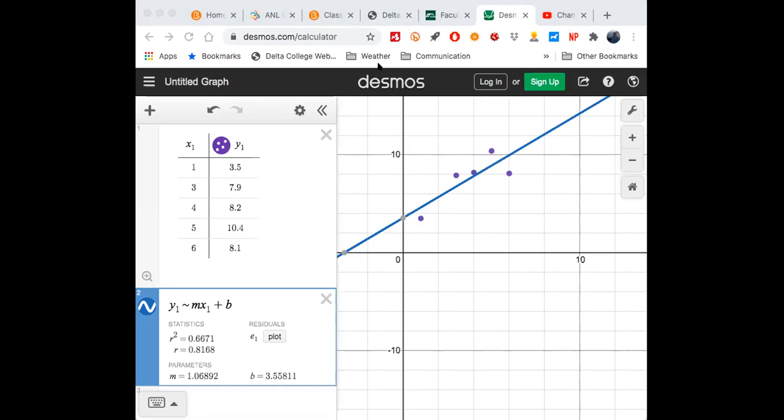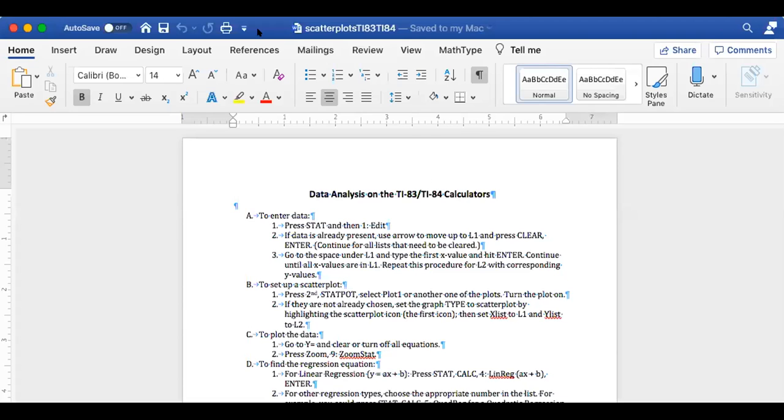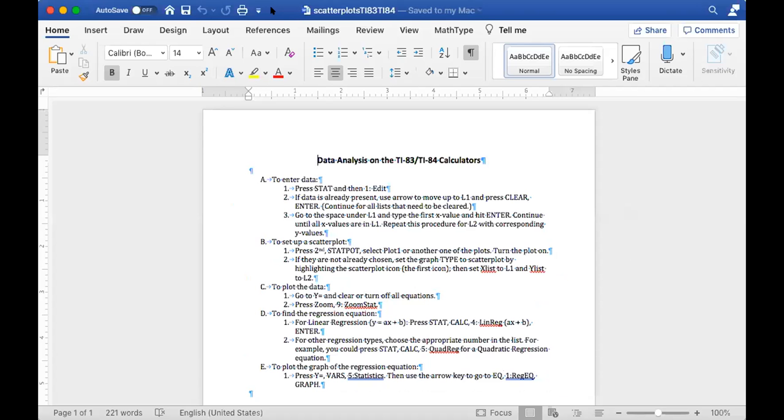So I'm going to switch my screen share to that document. Word. There we go. And so here's the document that I just shared with you. If you weren't able to open it yet, this is what the document looks like.